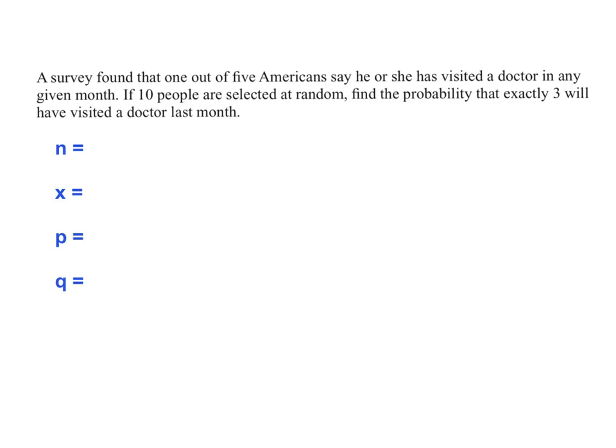Number of successes. What is a success for this problem? They went to the doctor. How many of those do we have? 3. Okay. So we have 10 trials. 3 people are going to go to the doctor. What is the probability of success? What's the probability that somebody goes to the doctor? 1 out of 5. So 1/5. Okay. Therefore, what's the probability that somebody doesn't go to the doctor? 4/5. Okay, so I have my parts. Find it. Do it. Find the probability of 3 people going to the doctor. Go.